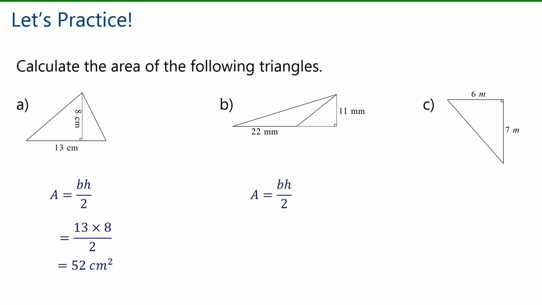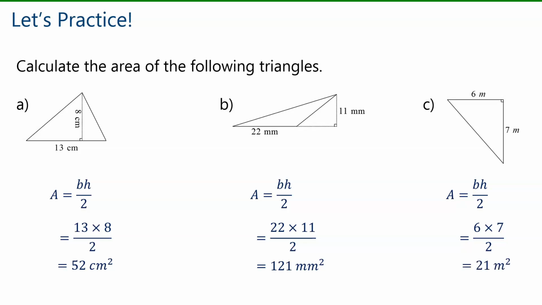Now for B, the base is 22 and the height is 11. So multiplying them together and then dividing by 2, I get 121 square millimeters as the area. Then for C, I got a base of 6 and a height of 7. Multiplying that together, I get 42. Then dividing that by 2, I get 21 square meters.